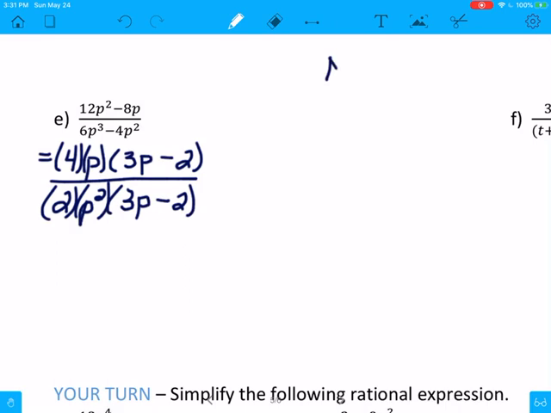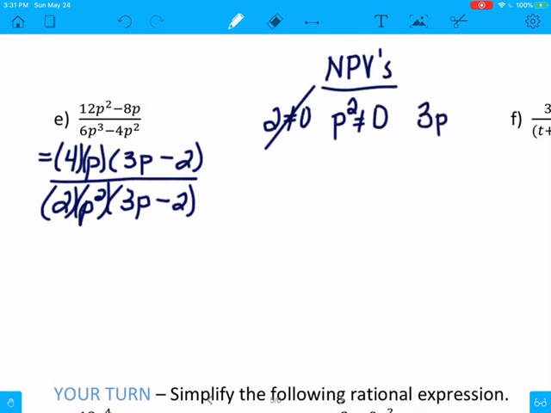Next thing I do is my non-permissible values, my NPVs. So I'm going to go 2 cannot equal 0, which is true, but not a non-permissible value. P squared cannot equal 0. And then 3p minus 2 cannot equal 0.